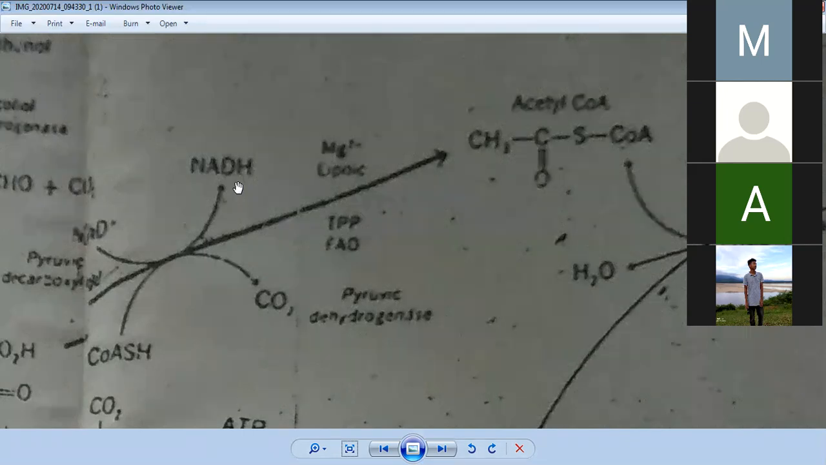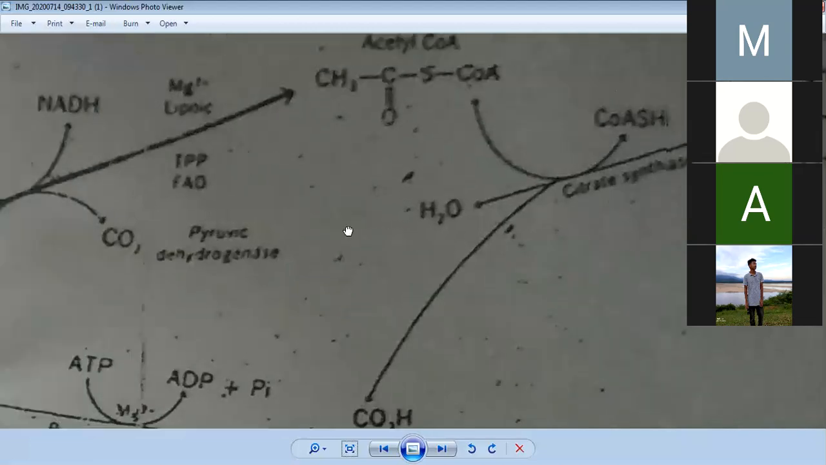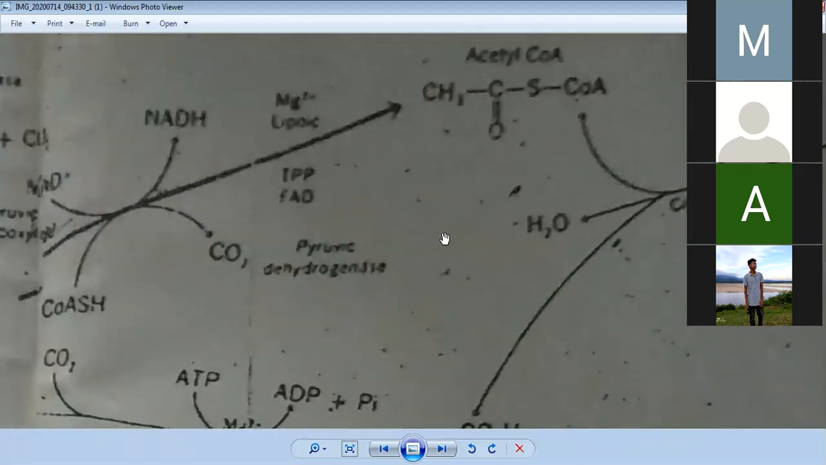So how much we get so far? 8 in glycolysis, and from pyruvate to acetyl CoA, we get 6 ATP. I think today is up to this. Okay, I will not go more. Next class, I will discuss the TCA cycle. So do you have any question?